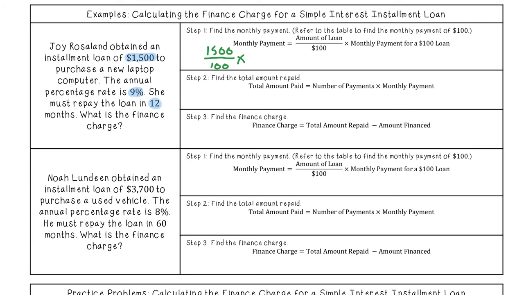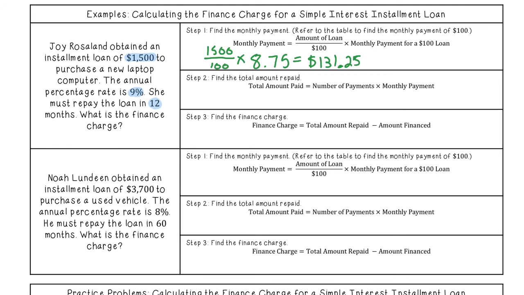You're looking for a 12-month loan at 9% interest for a $100 loan. So from that table, look for 12 months and 9%. So 12 months and a 9% interest rate is $8.75, so I'm going to multiply this by 8.75. If you want to look back at your little table to confirm, that's totally fine. When I do that math, I divide 1,500 by 100, multiply it by 8.75. My monthly payment is $131.25.